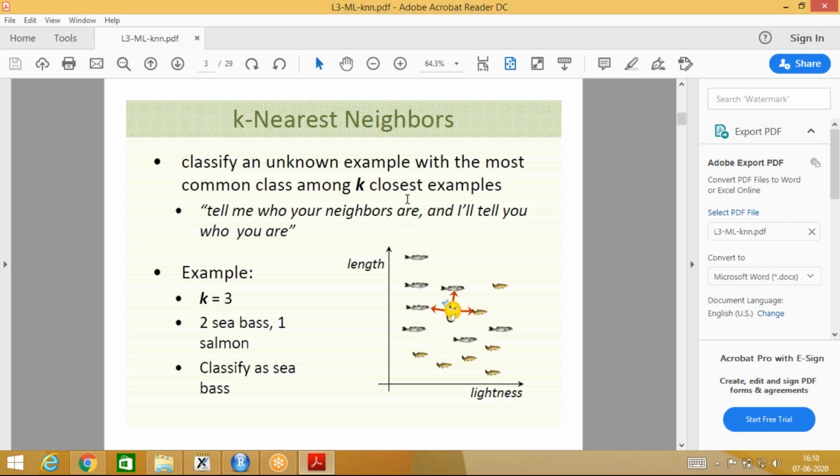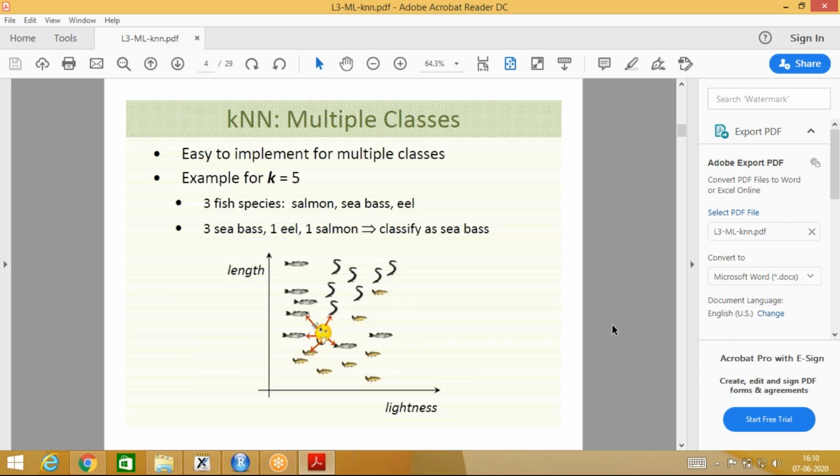So if I proceed, there can be multiple classes also. In the previous example, I said there are 2 classes, but there can be multiple classes as well. For example, there can be salmon, sea bass, and eel, 3 different types of fishes. And when you decide, okay, I will choose k is equal to 5, as written here.